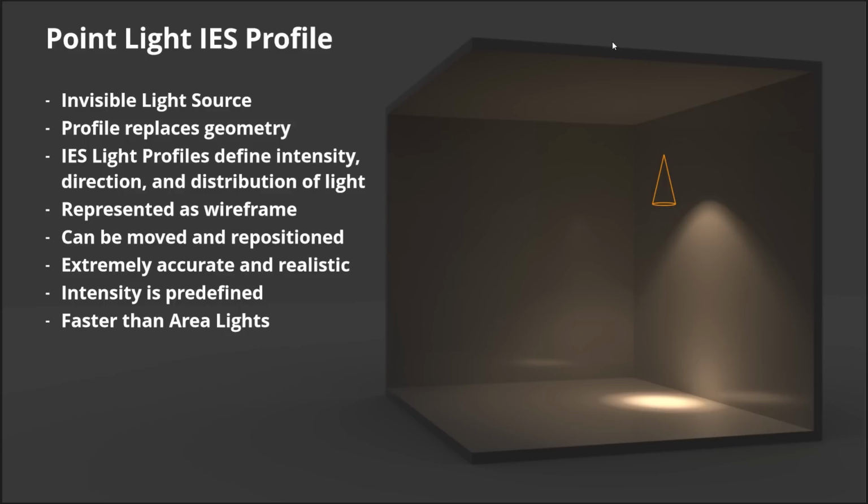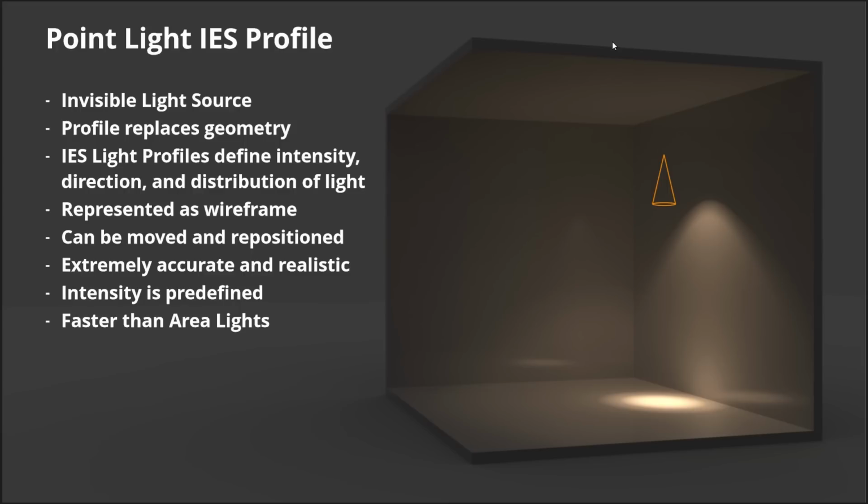But IES profiles are really cool because if you take a look at our rendered scene over on the right-hand side, the IES profiles determine the intensity of the light, the direction of the light, the distribution, the falloff, right? So all that information is going to be baked into that light, and then we can move those and set them wherever we need to in our scene. They are also really fast, and they're going to be super accurate. They're going to give you some really, really interesting results.